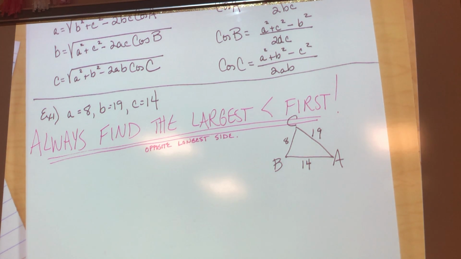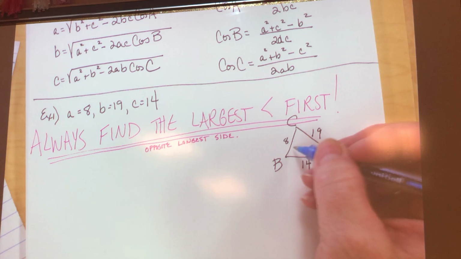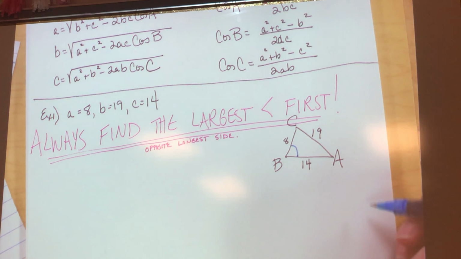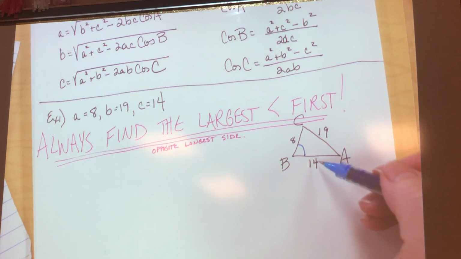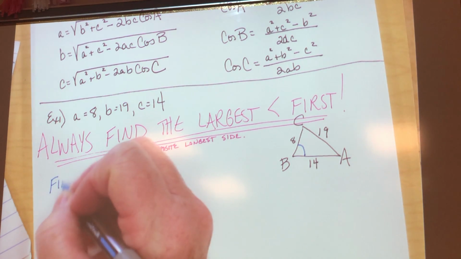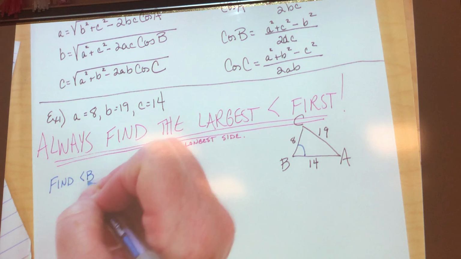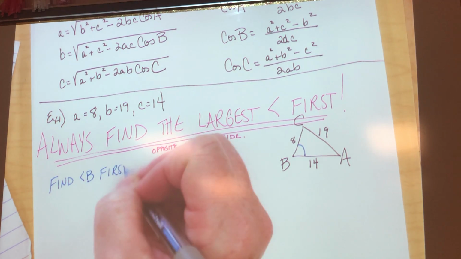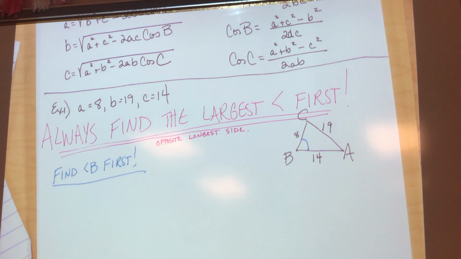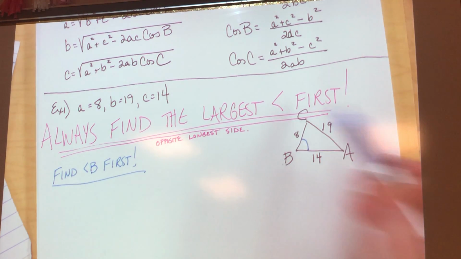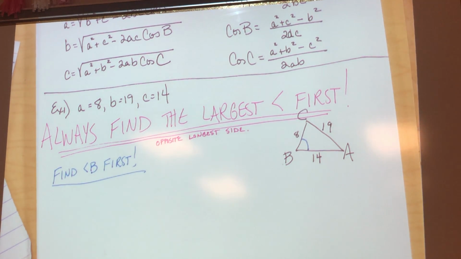Okay, so tell me what you are forced to find first. B. B, very good. You have to find this guy first. He is opposite my biggest side, so you have to find him first. Find angle B first. Wait, Miss Davis, mine doesn't go A, B, C. It has to go A, B, C one way or the other. What if it goes backwards? That's okay.